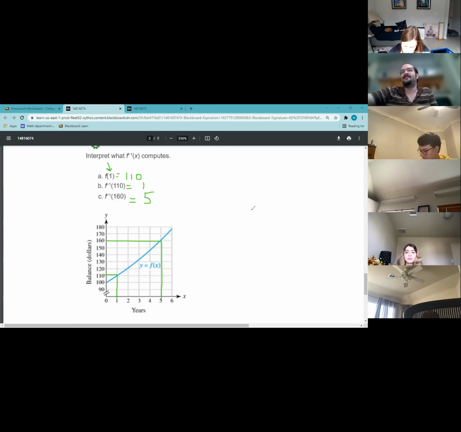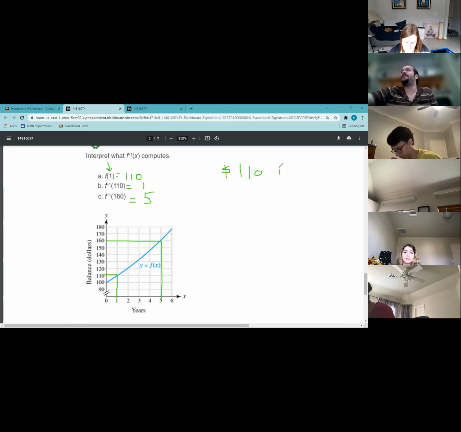Questions about this one? Do we have to put the dollars and the years on it, or can we just put the numbers? It really depends what it says. I think here we're probably okay with just putting the number. If it was a word problem, I would want something like $110 for 1 year. Knowing what those units are might help you reverse things too. If we do the f function, we're plugging in years and getting dollars. If we do the inverse, we're plugging in dollars and getting years.